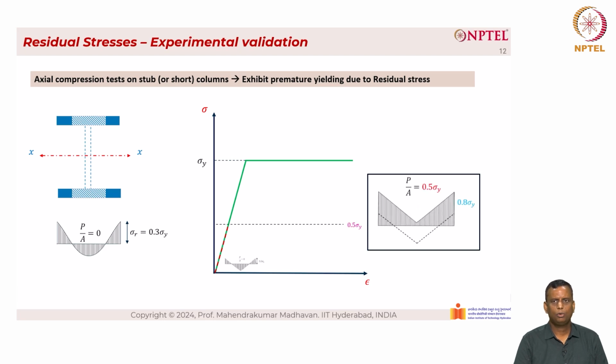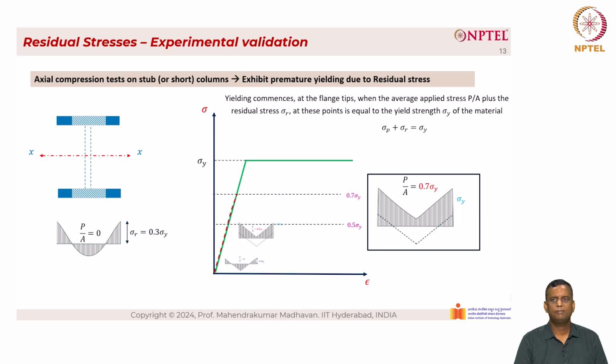And when we apply the load here, we applied 50% of the load. So when we apply 0.5 sigma Y, you have 0.3 sigma Y plus 0.5 sigma Y reaches 0.8 sigma Y, as you can see here on the plot on the right side. We continue to apply the load. Now we have 0.7 sigma Y. When we have 0.7 sigma Y, we have reached the sigma Y at the corners because the corners already have a residual stress of 30% of yield, which is 0.3 sigma Y.